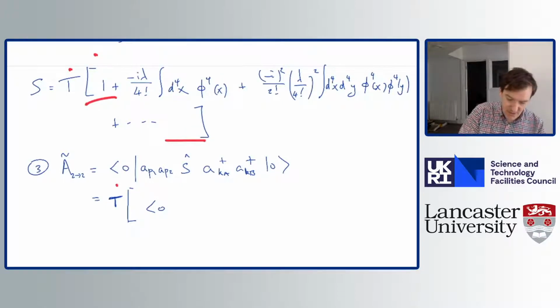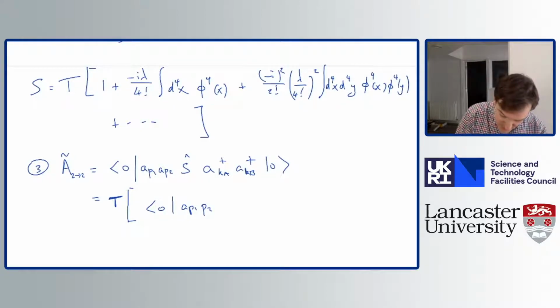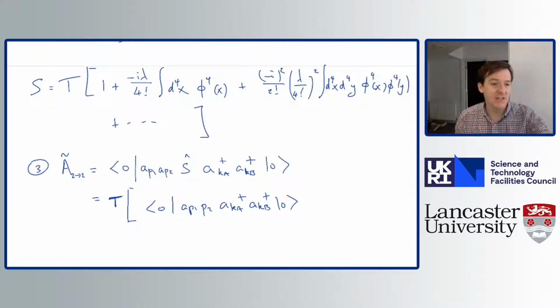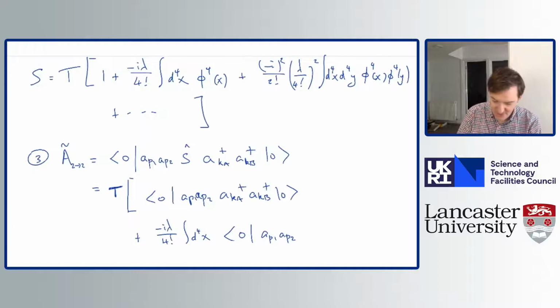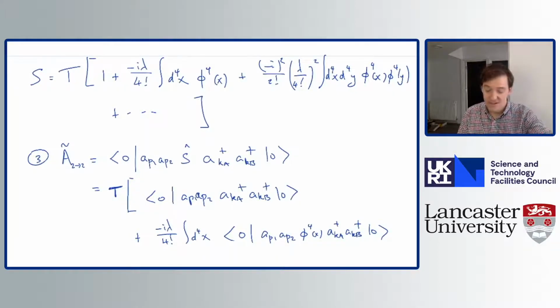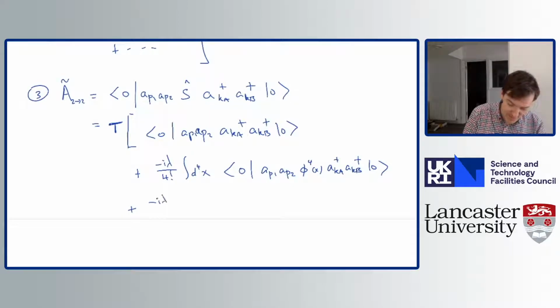Okay, so we've got T out the front. Now we put in the square bracket bits. We're going to have a bunch of terms. When we insert the identity operator, the first term in my expansion, I get something that's simple. It just involves creation and annihilation operators. The next term is going to go like minus i lambda over 4 factorial, and also pull out the d^4x outside of the vacuum expectation value with the zeros, and we will get a_p1, a_p2, phi to the 4 of x, a dagger and a_k, between the 0 states. And we can keep going if you want, until you run out of energy.